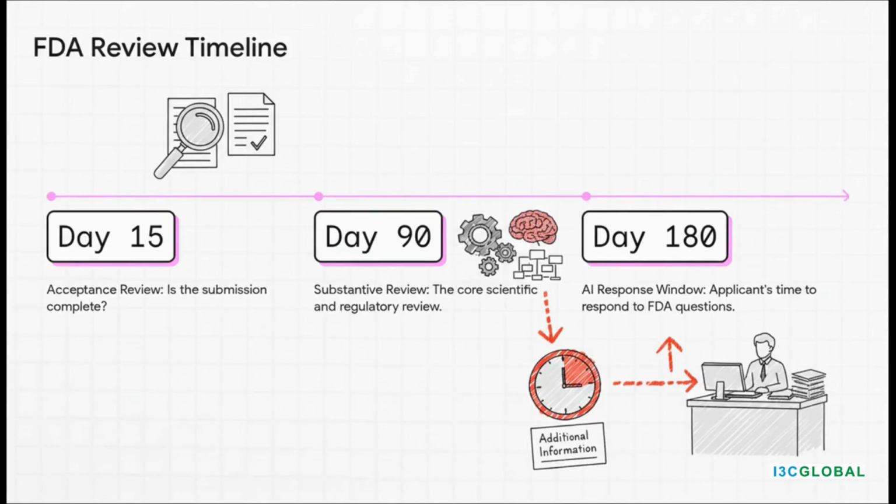Well, right away in the first 15 days, they do an acceptance review. This is just to make sure you didn't forget anything major. After that, the real scientific review begins. But, and this is a really big but, if the FDA reviewer has questions, they can hit pause, they stop the clock, and send you an additional information request. Then the ball is in your court. The clock is stopped, and you have up to 180 days to get them the answers they need.